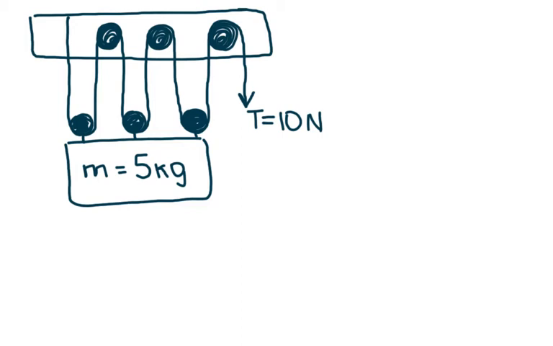And the question is, what's the acceleration of the mass? So if I look at the rope, anywhere in the rope, the tension is going to be 10 newtons. So that means here I have 10 newtons, and here I have 10 newtons, and this one is 10 newtons, and every single one of these tensions in the rope is going to be 10 newtons.